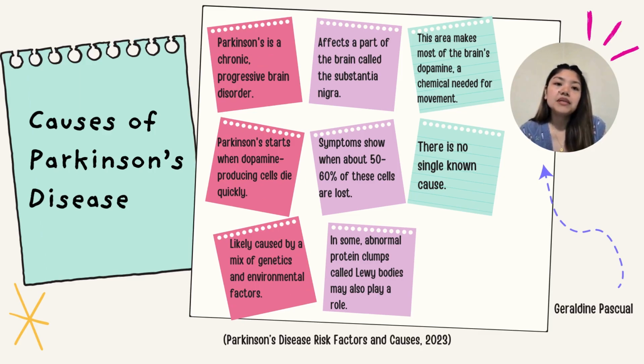It may be a mix of family history and things like pesticides or chemicals they were exposed to over time. Some also have tiny protein clumps in their brain called Lewy bodies, which may be connected to the disease.